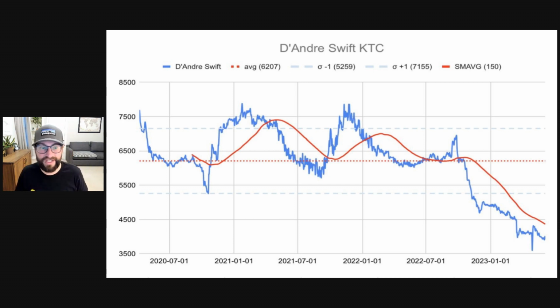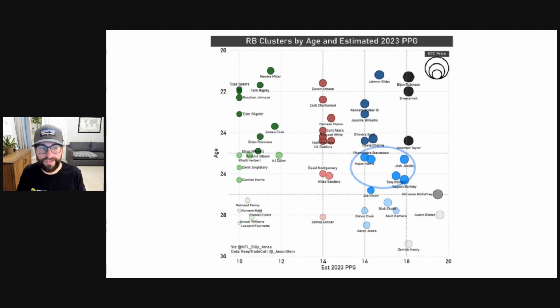If he puts up that 16-plus fantasy points per game, which is in the realm of possibility, he's done it before. I think there's further upside to the price target. I think he can get into the 5,000s, and maybe even to that average line at 6,200. But what we're going to roll with is that easy price target of 4,800 KTC, that 20% upside from current levels. So I've got that buy on DeAndre Swift. I do think it is risky, but I think there is upside for the 2023 season. Somebody I want to be overweight this season at cost.